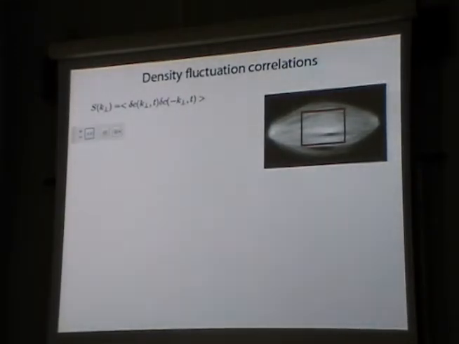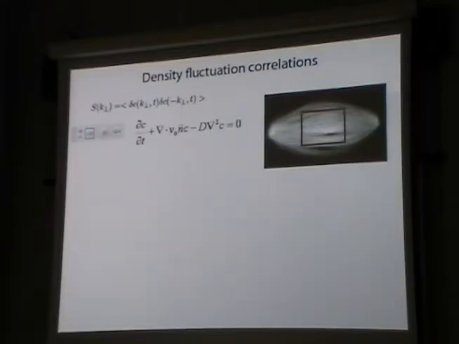So now we're going to do the same thing. At equal time, we're going to look at how density fluctuations are correlated in the direction perpendicular to the spindle. Alright, so what would you expect?